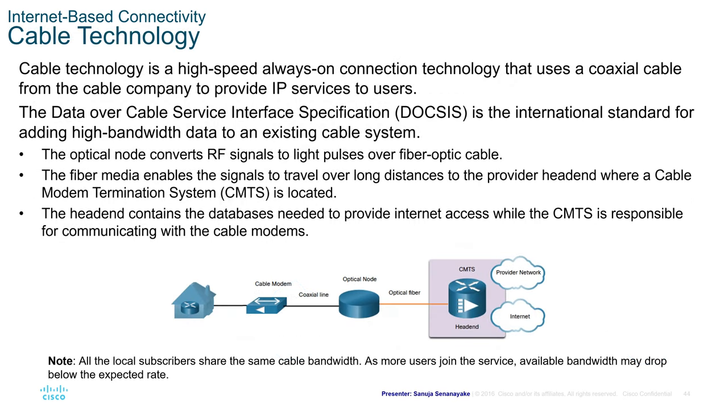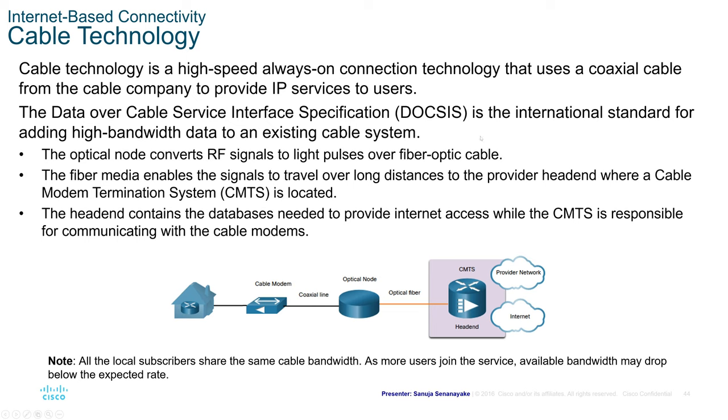Cable technology. Cable technology is a high-speed, always-on connection technology that uses a coaxial cable from the cable company to provide IP services to users. The Data Over Cable Service Interface Specification, also known as DOCSIS, is the international standard for adding high bandwidth data to an existing cable system. So if you have purchased cable internet, you may have heard the term DOCSIS modem, and that's where it comes from. DOCSIS stands for Data Over Cable Service Interface Specification. In most Canadian major cities, you have the ability to get cable internet, and that would be using this standard.